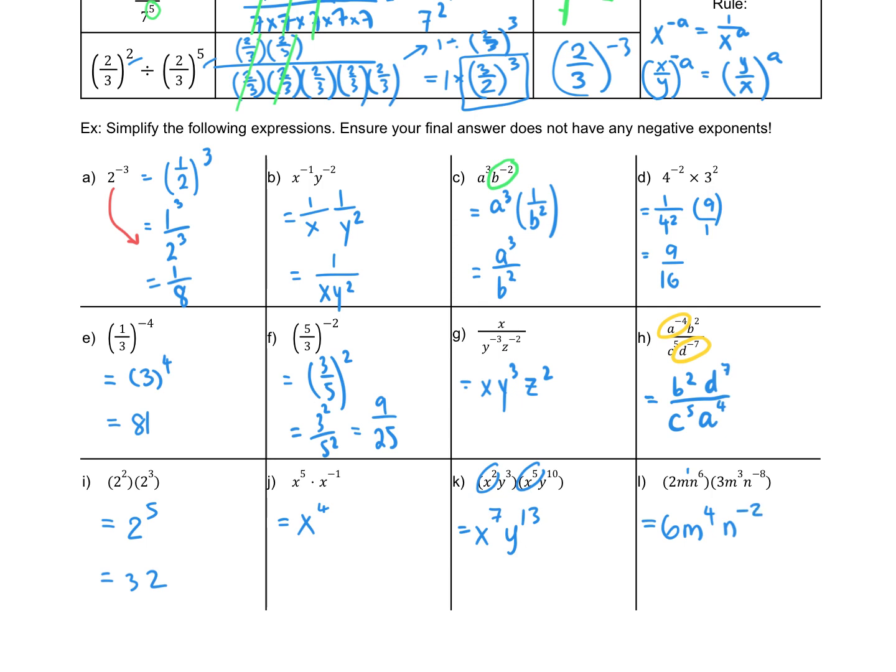Now, it is not okay to leave this as our final answer. We need to fix the n term because it has a negative exponent. And how do we do that? By taking a reciprocal, which means n will end up in the denominator. And there we are.